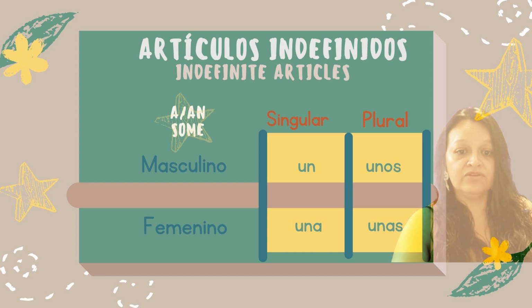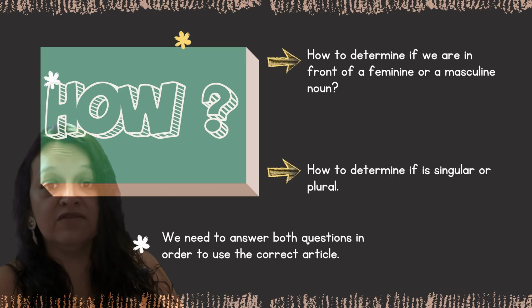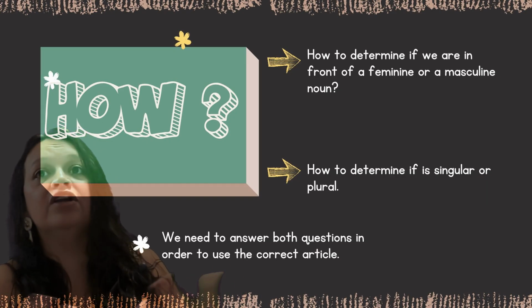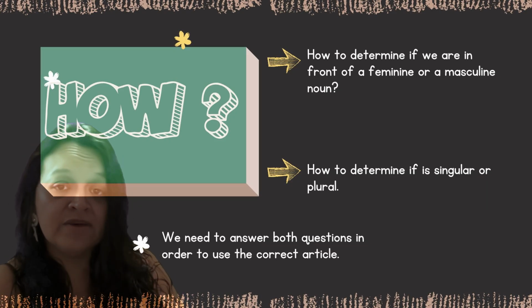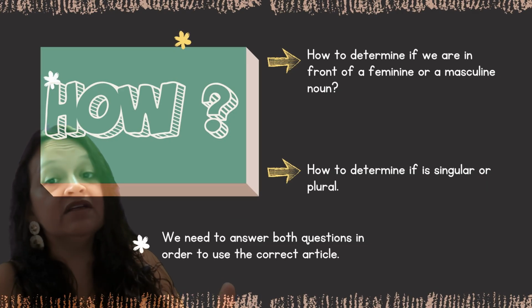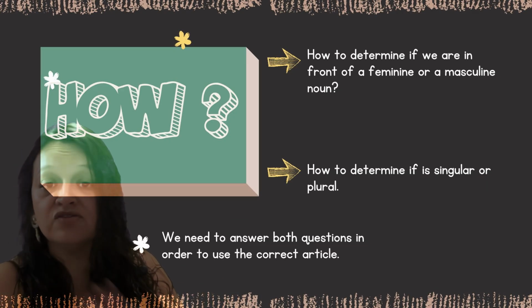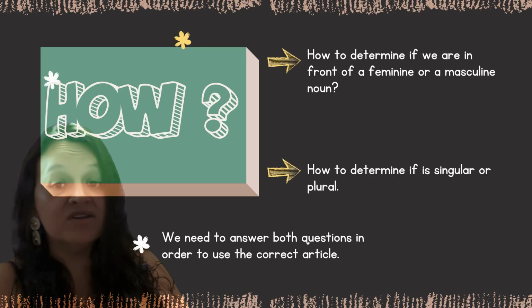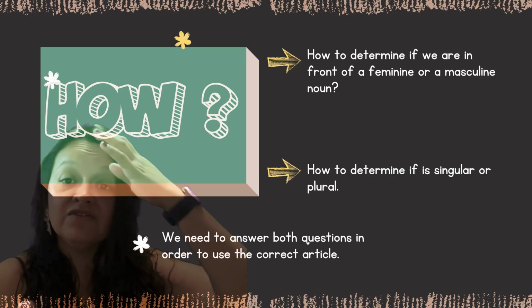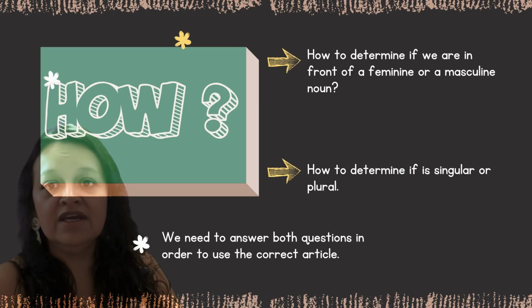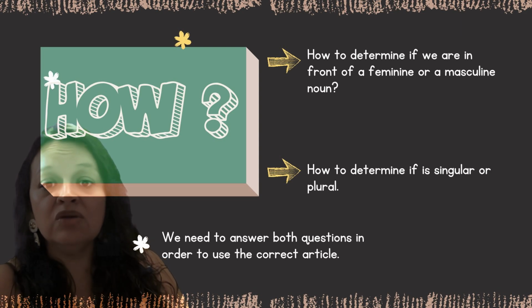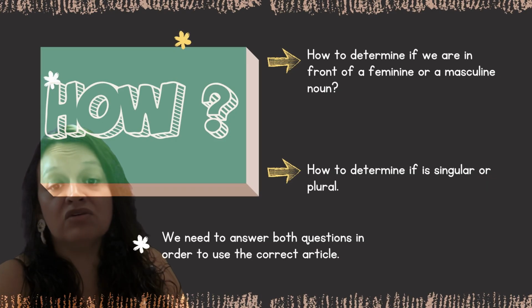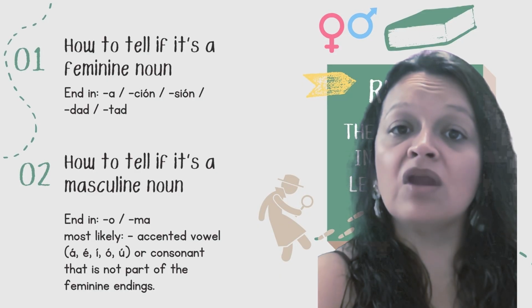So once we determine all this, you have to determine the nature of the noun. Is the noun singular? Is it plural? Is it feminine? Is it masculine? If you haven't seen how we determine this, I'm going to give you some rules. If you know this, then you can start applying the articles according to the noun. But if you don't, how do we define if we are in front of a feminine or a masculine noun? And how do we determine if it's singular or plural? We need to answer these questions in order to pick the correct article.